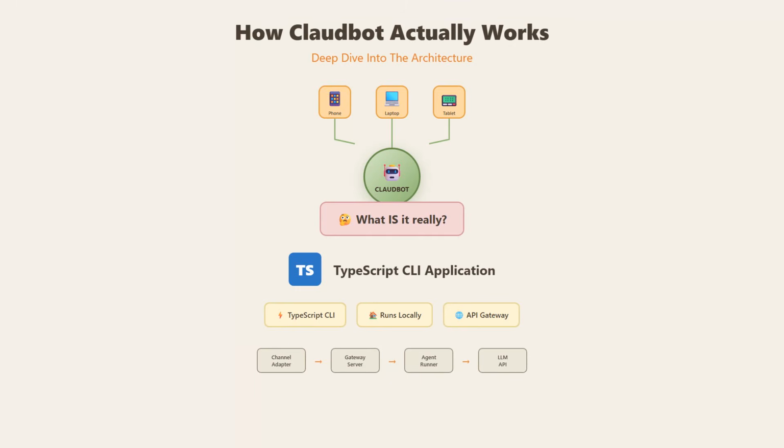Here's the reveal. Claudbot is fundamentally a TypeScript CLI application, not a Python script, not a Next.js web app. It's a command line tool written in TypeScript that runs as a local process on your machine. It exposes a gateway server to handle connections from multiple channels, makes LLM API calls to various providers, and executes tools directly on your computer. Think of it like a Swiss Army knife that opens up to reveal all its specialized tools. Today, we're going to open it up and examine every component.